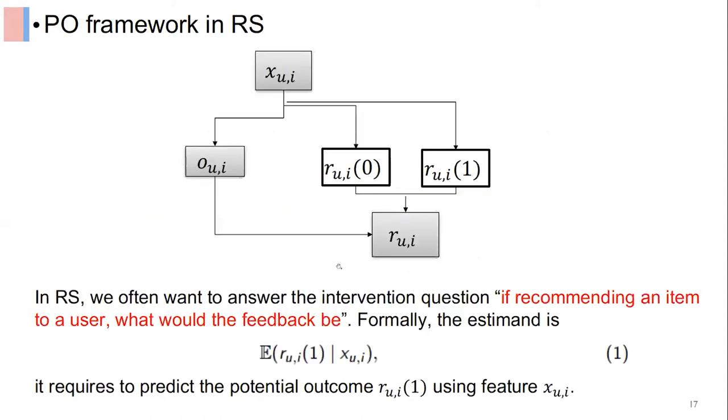This figure presents the typical data collected in the recommender system. The data marked in gray is the observed data. For each user-item pair, only one of the potential outcomes is observed. This raises some problems for the data-driven methods.